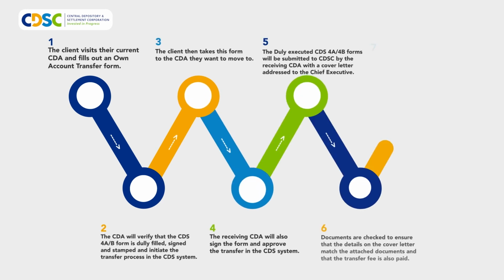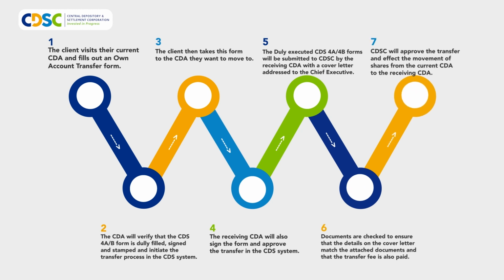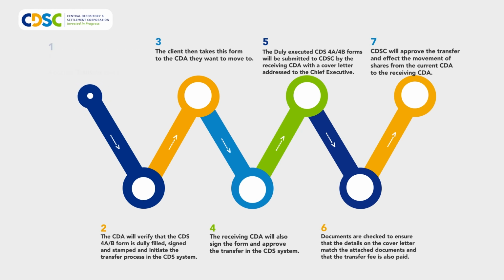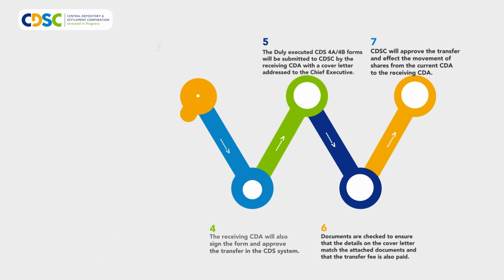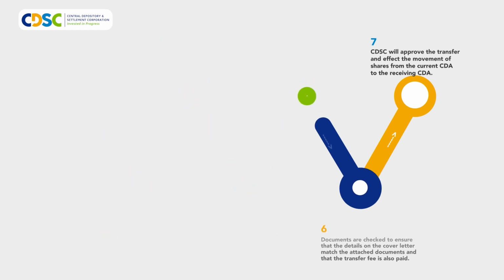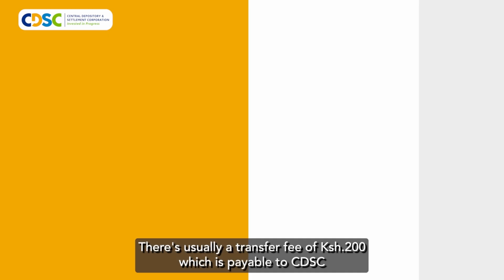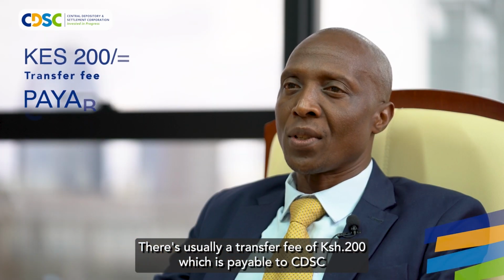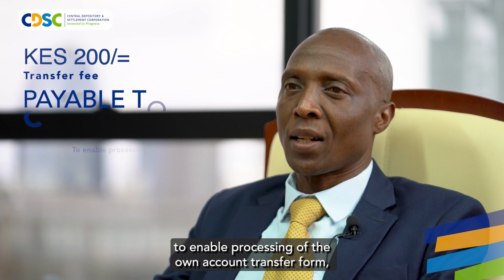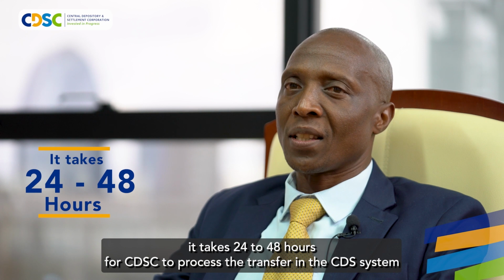The broker where the client holds the shares, or broker A, will process the own account transfer form for the client, and then the client will take the own account transfer form to broker B, who will then initiate the transfer in the CDSC system, and they will forward the forms to CDSC for processing. There's usually a transfer fee of Kenya shillings 200, which is payable to CDSC to enable processing of this own account transfer form. It takes 24 to 48 hours for CDSC to process the transfer in the CDS system.